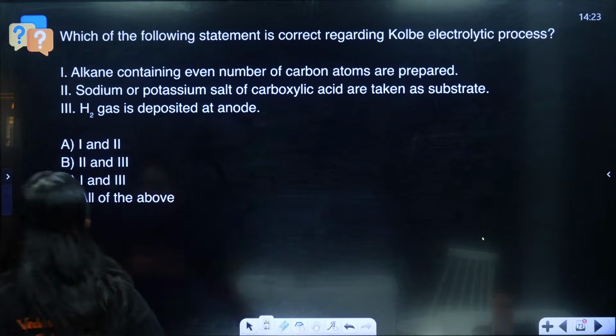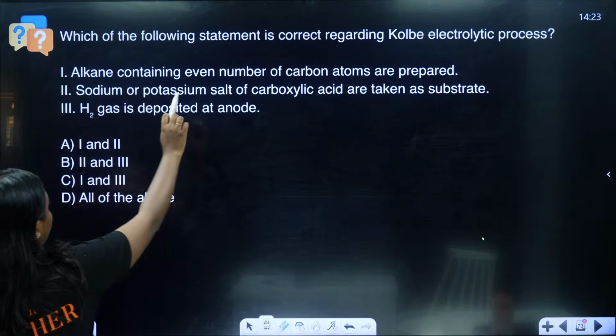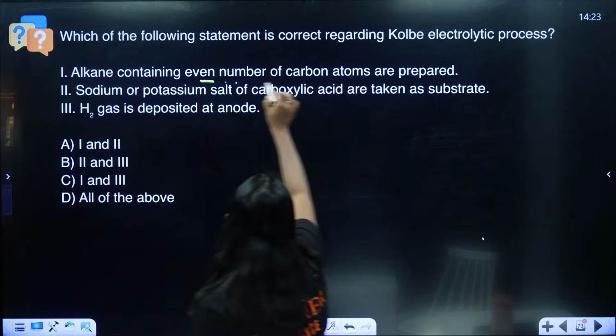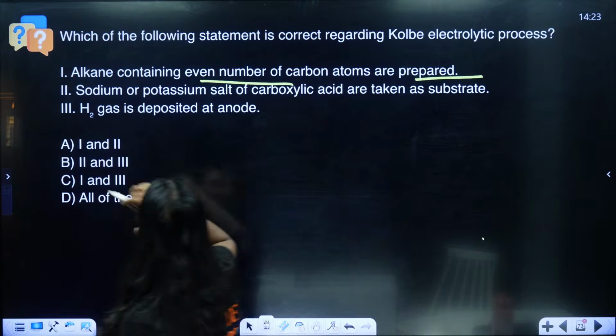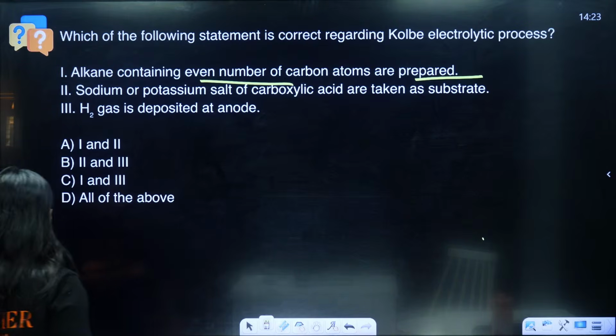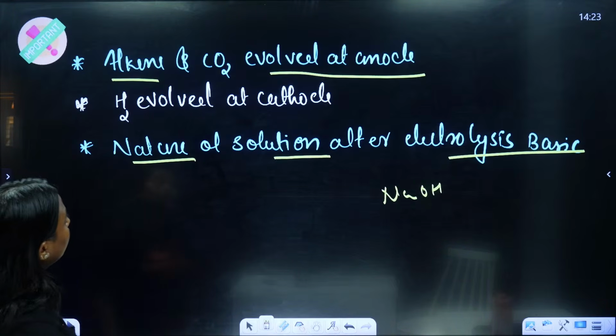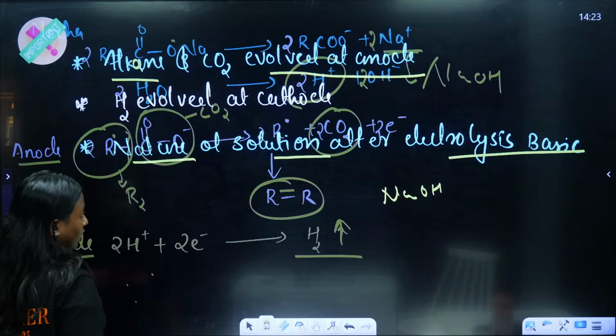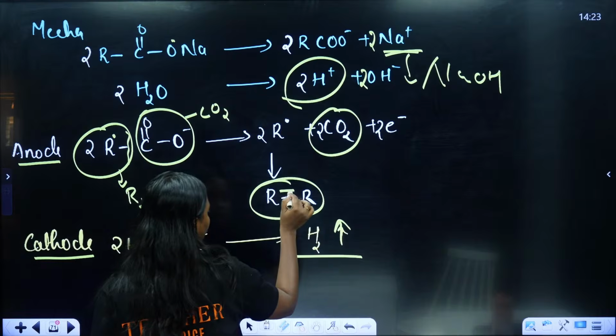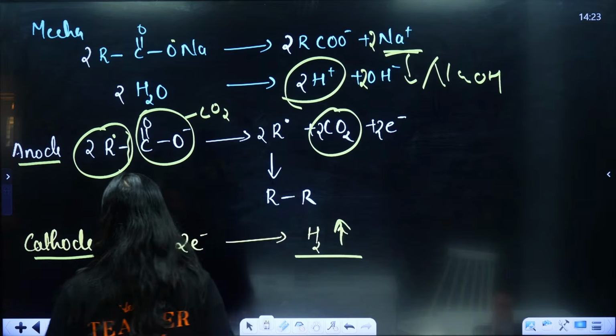Correct, no doubt. An alkyne containing an even number, obviously an even number will come. Even number of carbon atoms are prepared. Yes, there is a mistake here. Here it's mentioned alkene. No, it's alkane only. So when I looked, it's there also. It's not alkene, it's alkane.